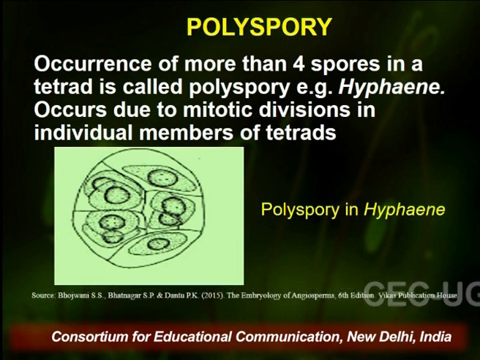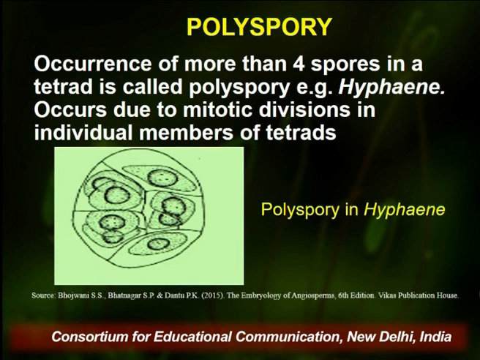spores. So a normal tetrad has 4 spores, but if any of the cells of this tetrad undergoes additional mitotic division, then the number of spores increases in a tetrad. So it doesn't remain a tetrad. The number of spores can be 5 or 6 or whatever. Hyphene is one example which you can see here. You can see that there are actually 5 spores present here. Now any of these spores can undergo another mitotic division and it can further lead to an increase in the number of spores.